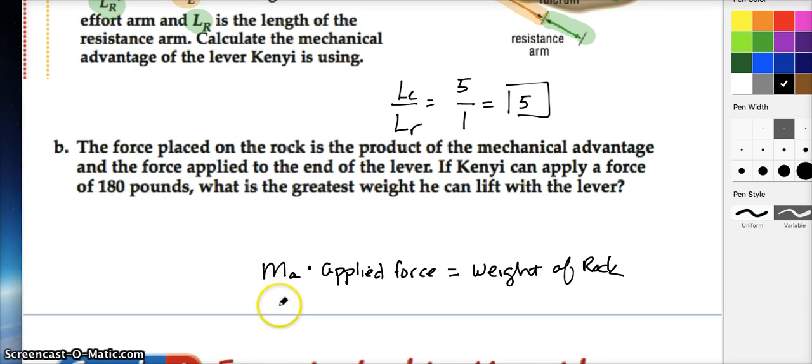We know that the mechanical advantage was 5, and he has an applied force of 180 pounds. And so we're going to calculate that. When we multiply 5 times 180, we get 900. Am I making that up? Kenyi is incredibly strong to be able to move a 900-pound rock.